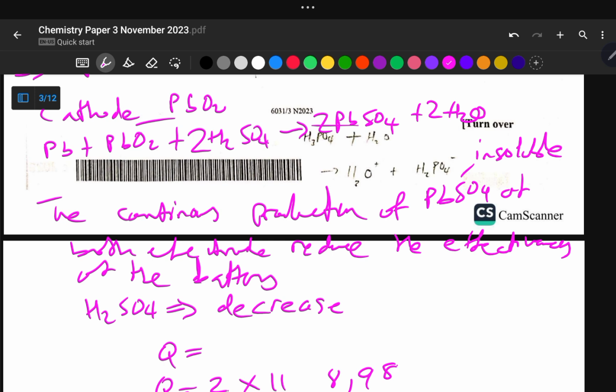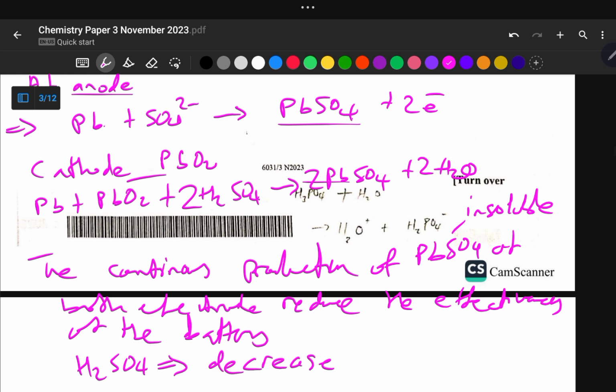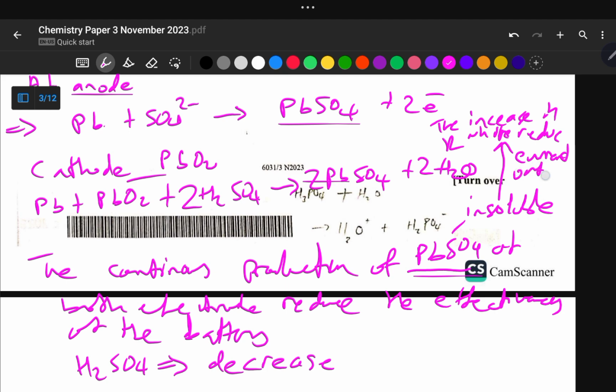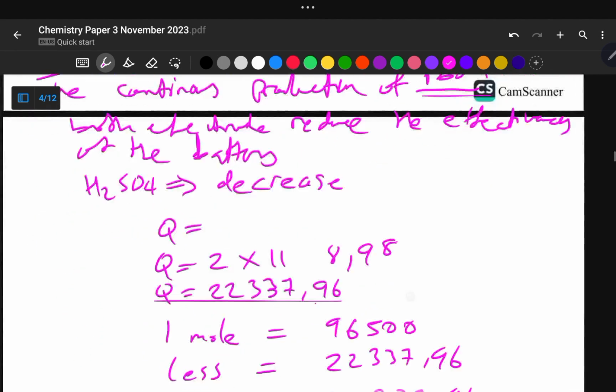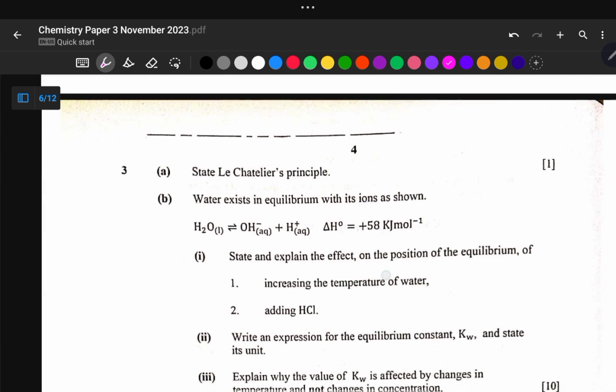So you need to take note that the major reason why the battery becomes flat is due to the production of lead(II) sulfate and the decrease in concentration of sulfuric acid. Lead(II) sulfate also causes build-up of internal resistance, which reduces the current output. So we are done, and now we are moving on to the next part, which is number 3.